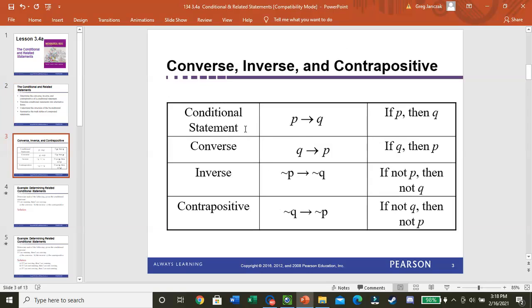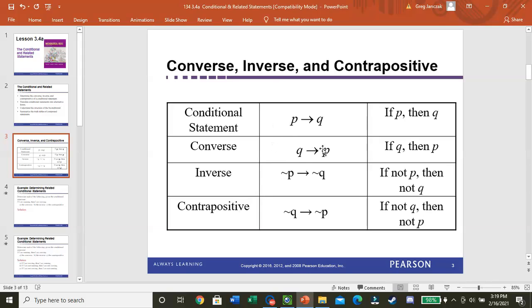Okay, first, conditional statement. If P then Q, that's our original statement. The converse is if Q then P. Inverse, you're taking P and Q and making P a not P, Q a not Q. Contrapositive, you're taking the inverse and you're flipping it.